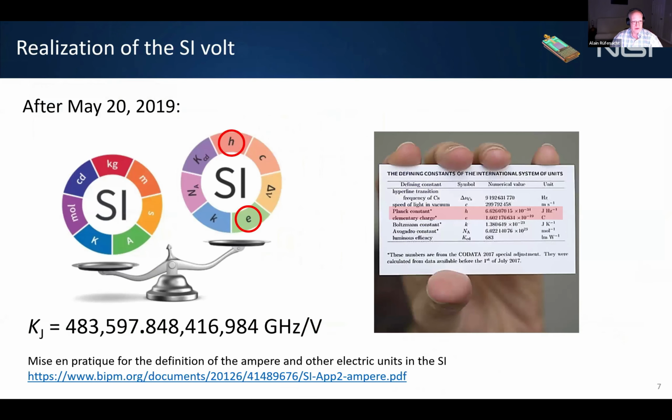As you know, since 2019 the Josephson effect is the primary realization of the SI volt, which all electricians are very happy with, with h and e being fixed. If you want to learn more about that, if you have not already, there's a nice mise en pratique about the definition here. The point I want to mention is that h and e are fixed, but those are two numbers, and the ratio we need to use has 15 digits. This is the recommended value from the mise en pratique.